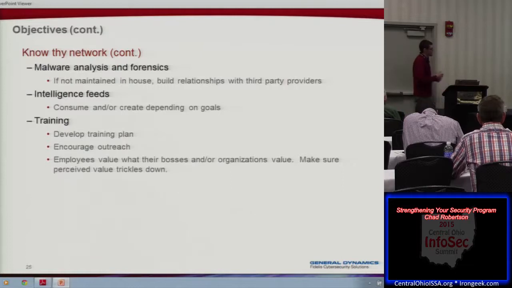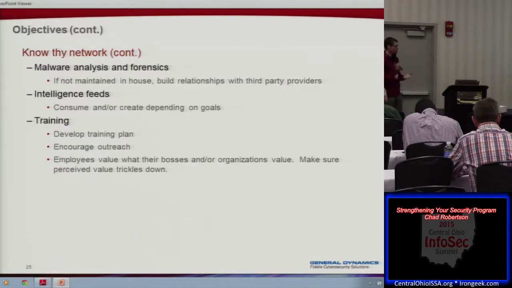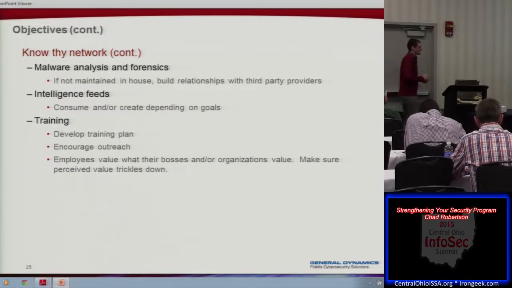Malware analysis and forensics. If not maintained in-house, build relationships with third-party providers. It's important to have, and that can be as simple as being in InfraGard and having conversations with those folks, to know who you can call, who your local folks are, and they can help you find what you need if there's ever a situation when that comes to pass. Those resources are necessary.